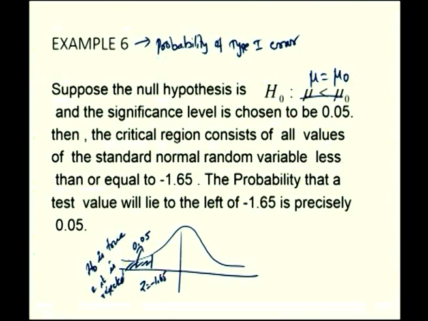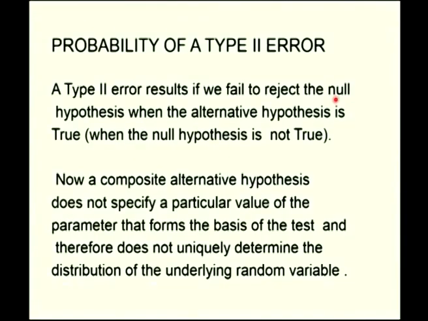Next, probability of type 2 error. Type 1 error is rejecting H naught when it is true. Type 2 error is accepting H naught when it is false, that is, not rejecting H naught when the alternative hypothesis is true. In the sense, a type 2 error results if we fail to reject the null hypothesis when the alternative hypothesis is true. You just have to read carefully: fail to reject means accepting H naught when the null hypothesis is false.